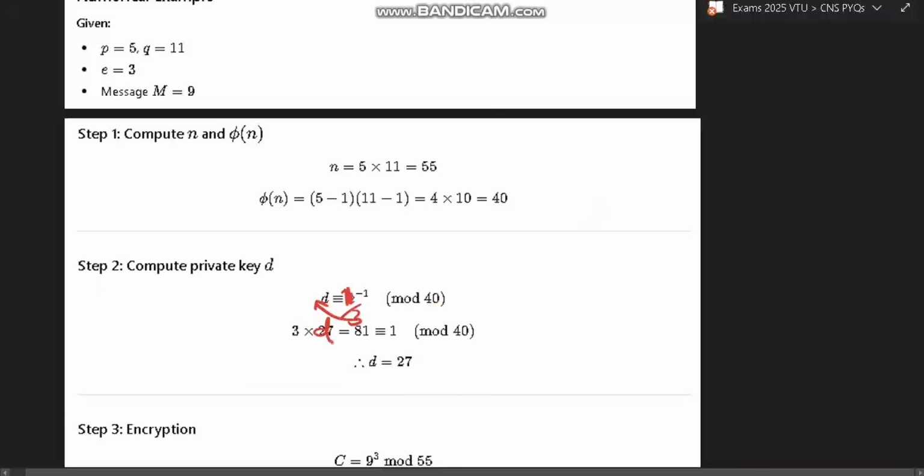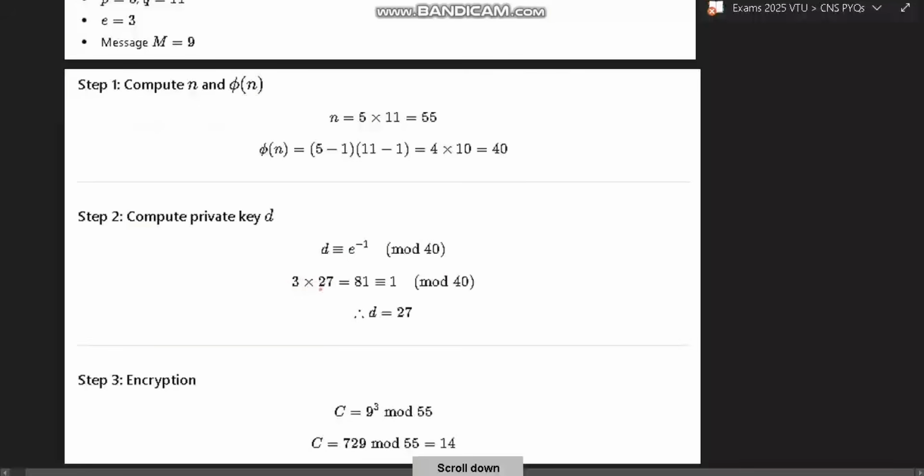What this means is we have to find a value of d such that if we multiply it by 3, whatever answer we get, for example we have taken 27 here, multiplied 27 with 3, we got 81. Now once you divide 81 by 40, you have to get the remainder 1. Whatever you choose here and multiply, if you divide that answer by 40, you have to get 1. So this is a trial and error method.